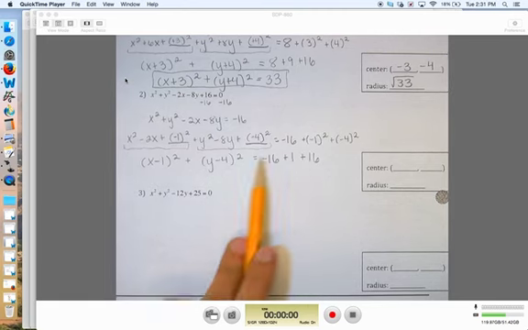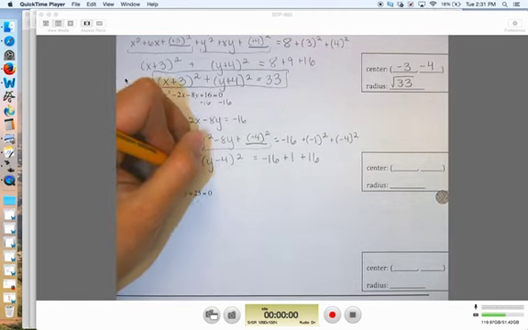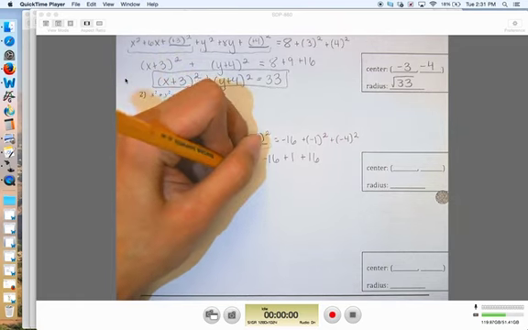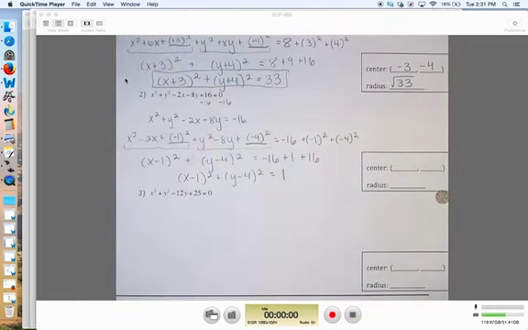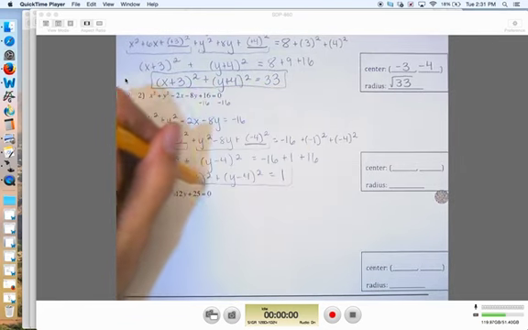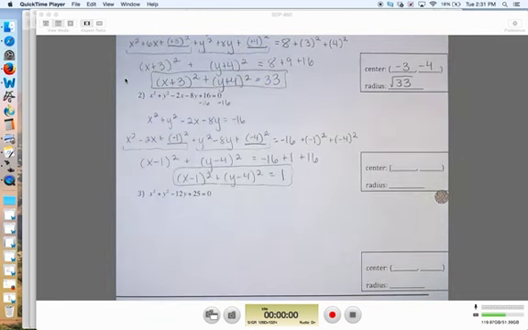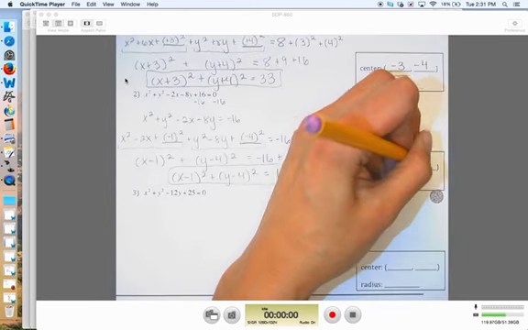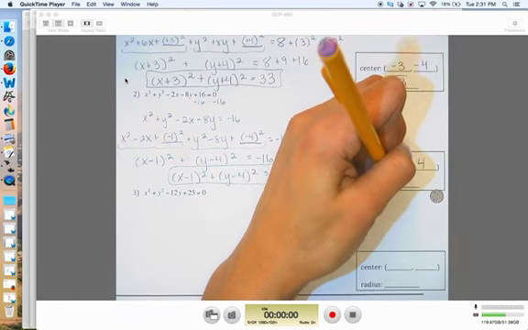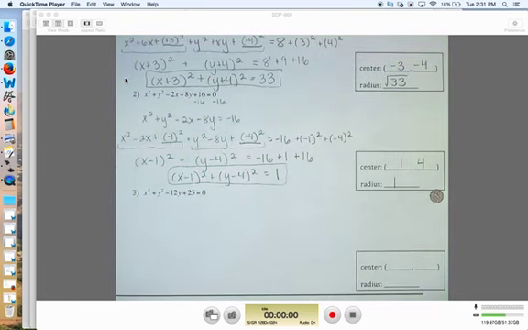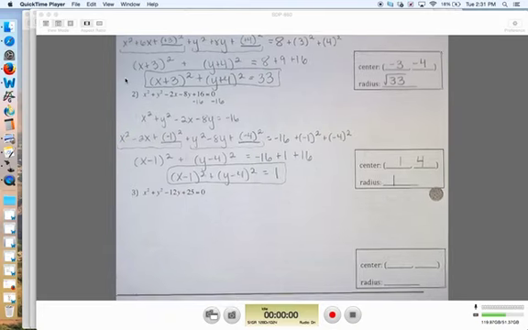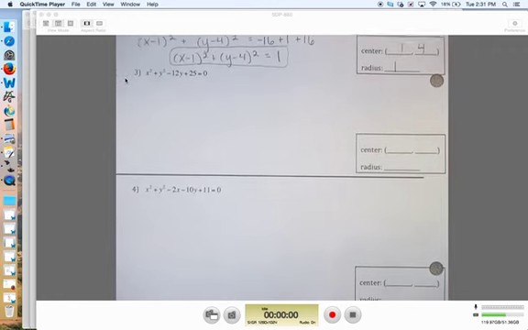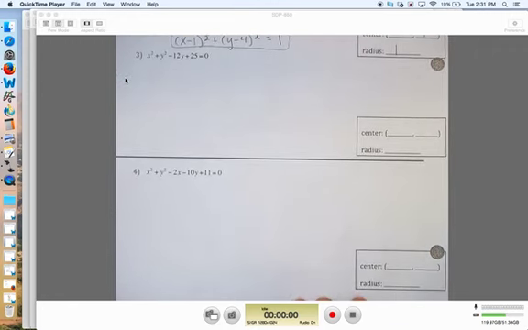Our final step is just to simplify this right-hand side. So we have (x minus 1) squared plus (y minus 4) squared equals 1. There's the equation of our circle. The center is (1, 4). The radius is the square root of 1, which is 1. Okay, so now I would like you to try problems 3 and 4. Complete the square, and then identify the center and the radius of each circle.